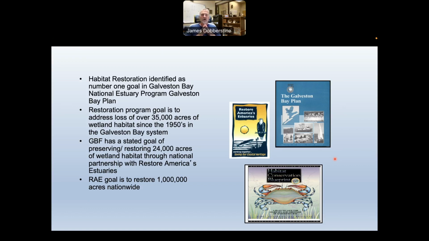There are a number of other entities. The Galveston Bay Foundation, of course, is one of our local nonprofits that's really important in this goal.